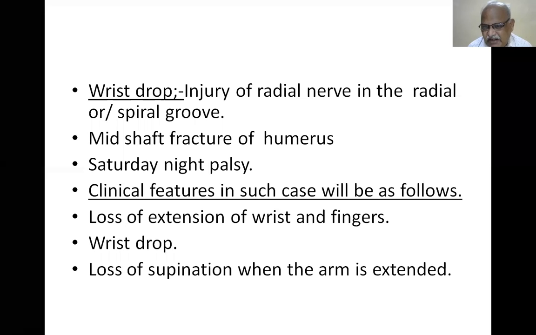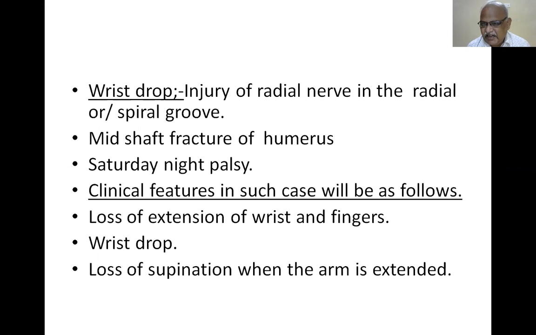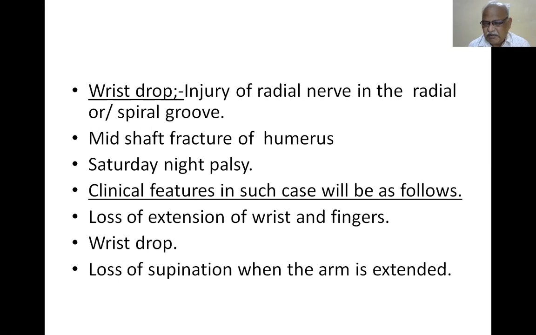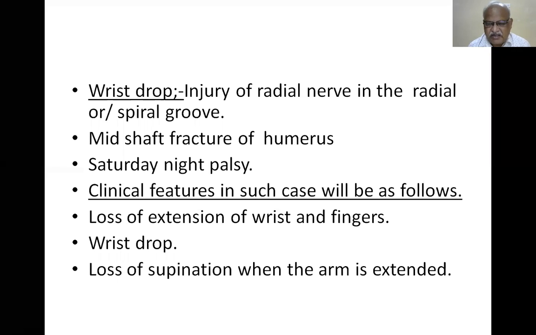So, injury of the radial nerve in the radial or spiral groove. Wrist drop is associated with radial nerve injury. First point, you must know wrist drop is associated with radial nerve injury. The radial nerve injury can occur at three sites. Number one, in the axilla. Number two, in the radial or spiral groove, just distal to the distal part of the groove, that is in the arm. Then at the level of elbow.